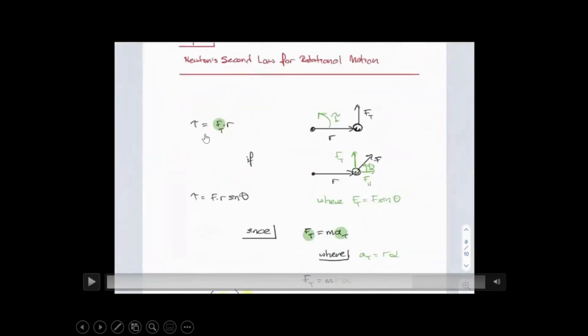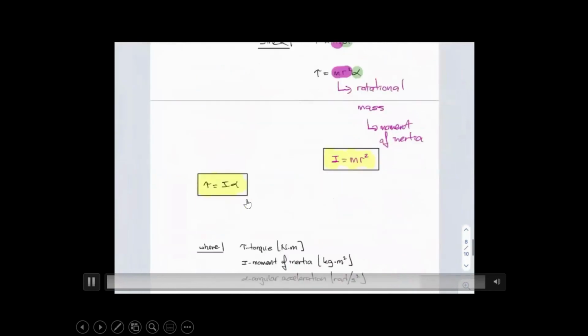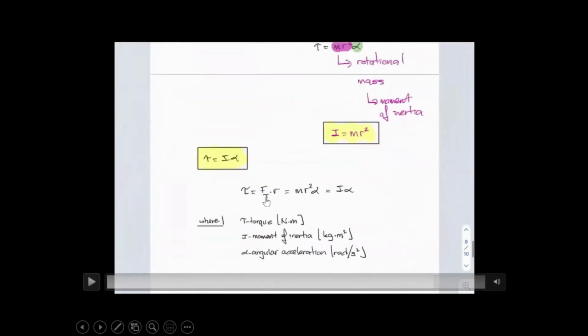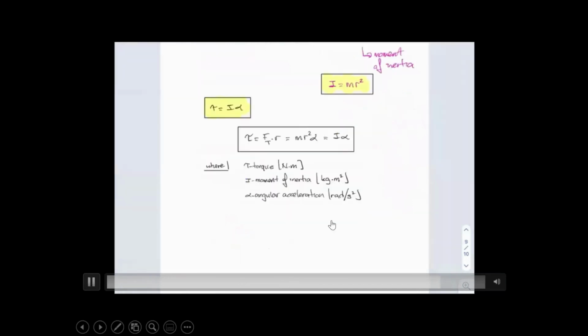Okay, so I'm going to map all the torque formulas, then express them in a single line. The torque is the tangential component of the force, which is the component in the direction of the arc, times the radial distance to the point of rotation. That could be expressed in terms of mr squared, which is your rotational mass, times the rotational acceleration. So I represent the moment of inertia, or the rotational mass.